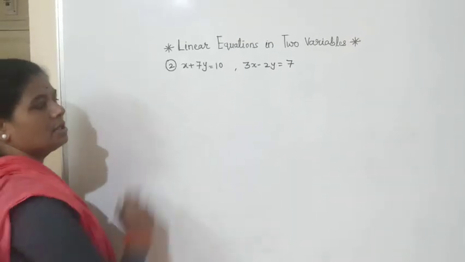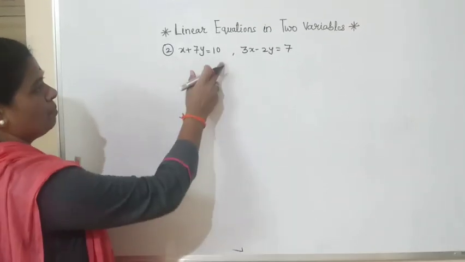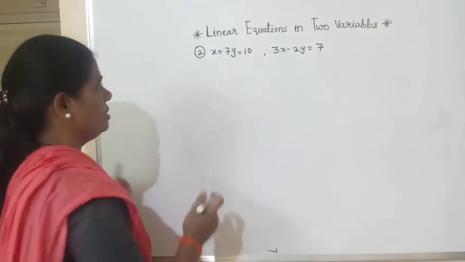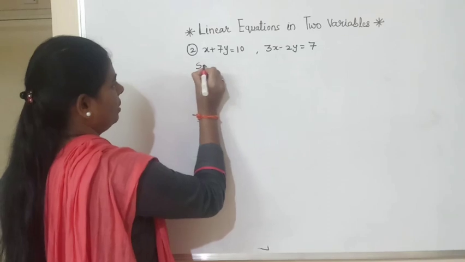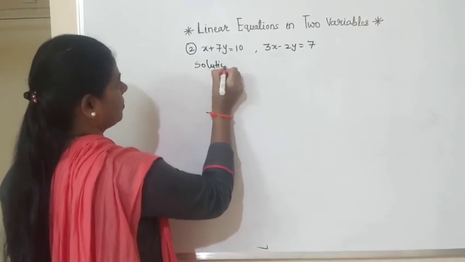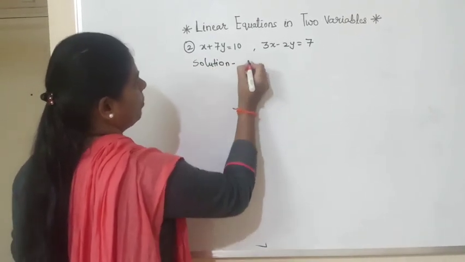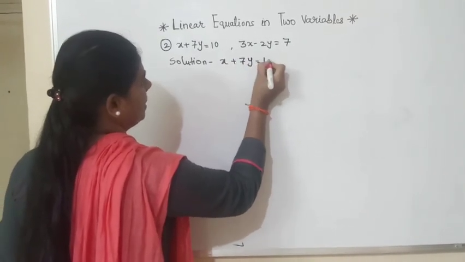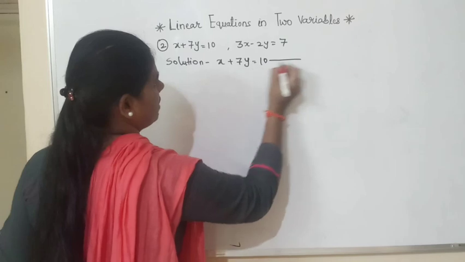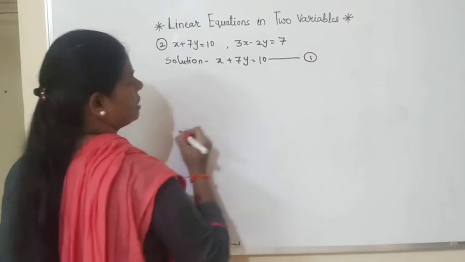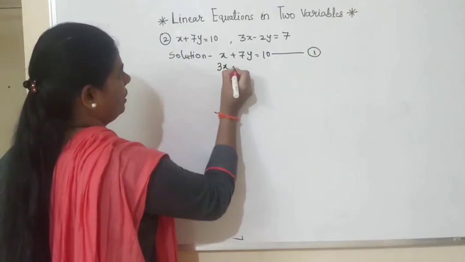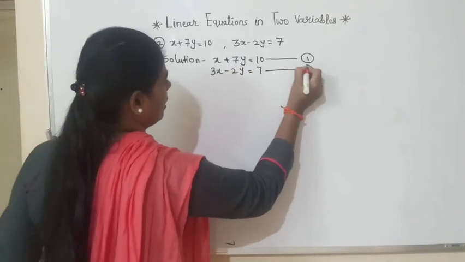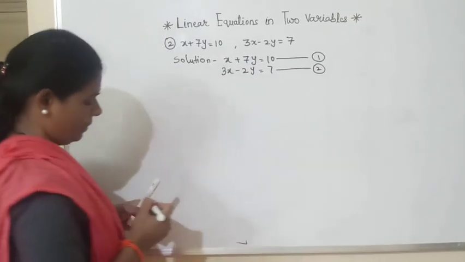Okay, now this is the second problem, that is x plus 7y equal to 10 and 3x minus 2y equal to 7. So for the solution, we will give the proper numbers to the equations. जे दिलेले इक्वेशन्स आहेत त्याला आपण नंबरिंग करायचं आहे. x plus 7y equal to 10, this is equation number 1 आणि 3x minus 2y equal to 7, हा इक्वेशन नंबर 2 आहे.